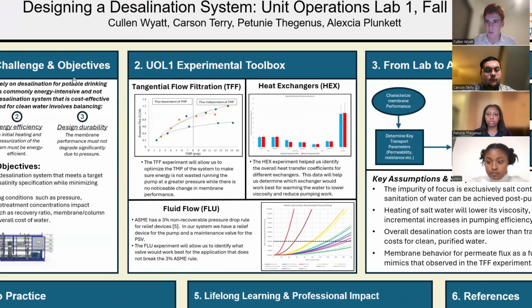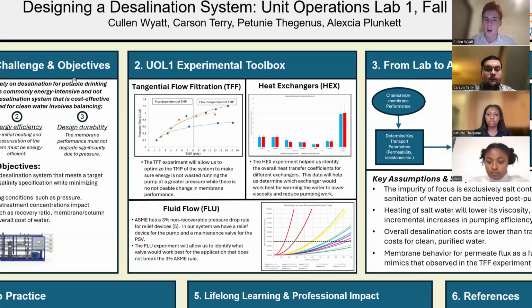And so we looked at three experiments. The first was TFF. This experiment allowed us to optimize the TMP of the system to make sure energy isn't being wasted while running that pump at a greater pressure and to make sure that the membrane isn't being damaged. The second was heat exchangers or HEX. This allowed us to identify the overall heat transfer coefficients for different exchangers and determine which one we think would be best for warming that water in order to lower its viscosity and reduce the pumping work required. And the third would be fluid flow or FLU.